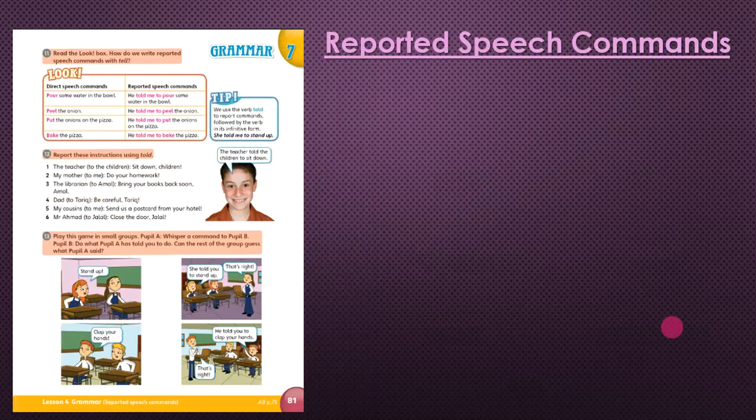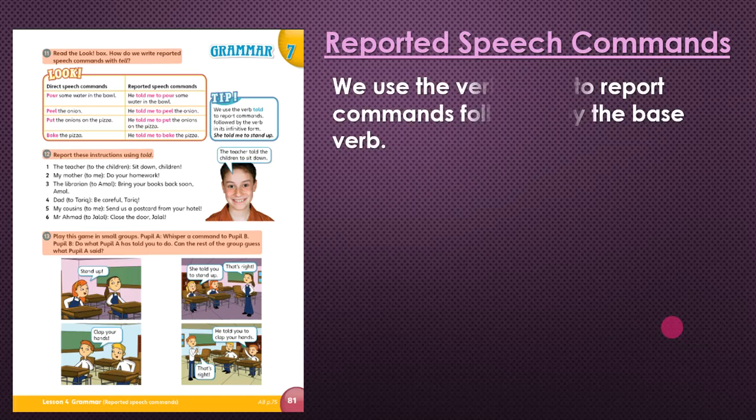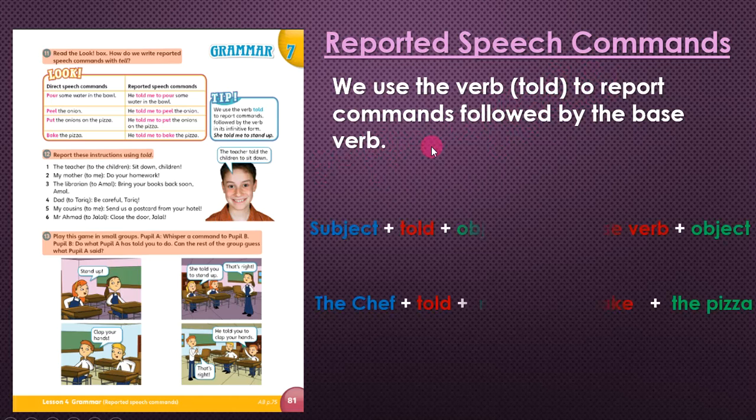Next, we took the grammar 2 lesson, which was reported speech commands. Okay, so we use the verb told. Now, how do I report a command? I use the verb told to report a command. So I use the verb told to report commands followed by the base verb. After told, I use to, and then I put the base verb. So this is the form, and this is an example.